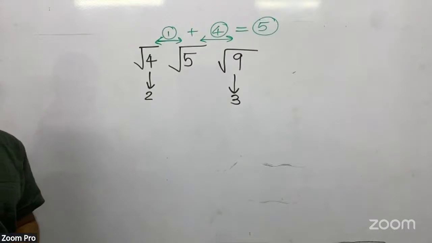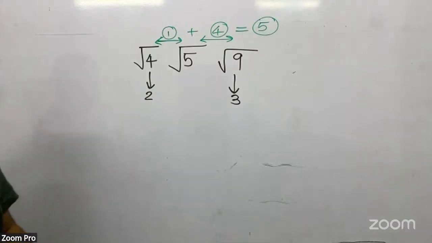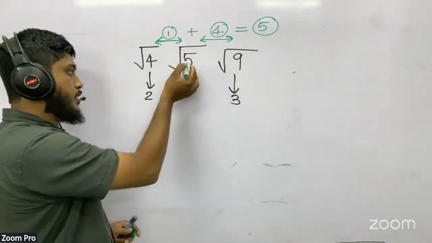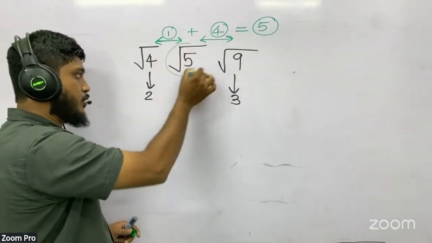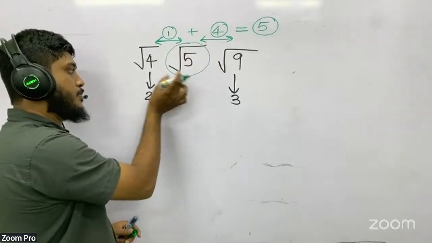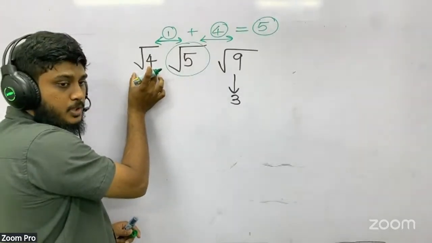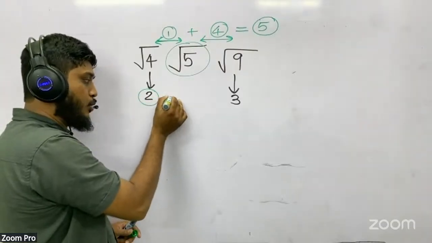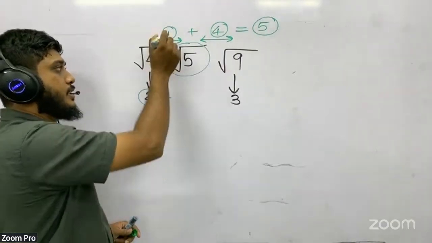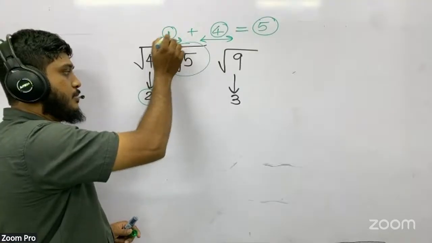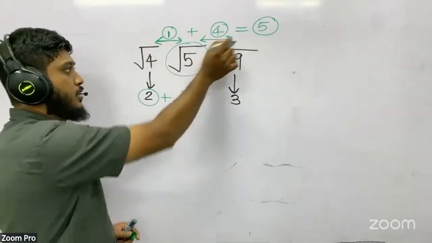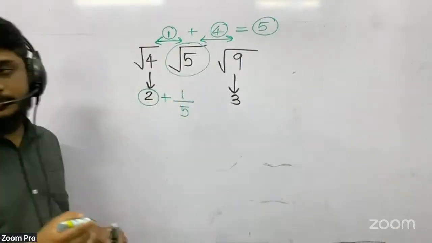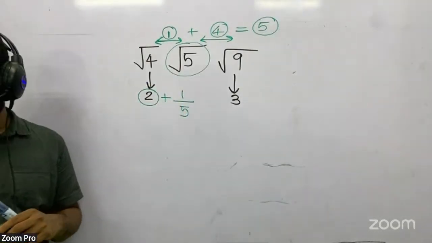Now I'm going to tell you an easy way to get this answer. Putha, what should you do? Now we have to find root 5. What is before that? Square root 4, which is how much? 2. And write 2 plus, what is the number here? This number is 1, over the total, 5. So you write 2 plus 1 over 5.